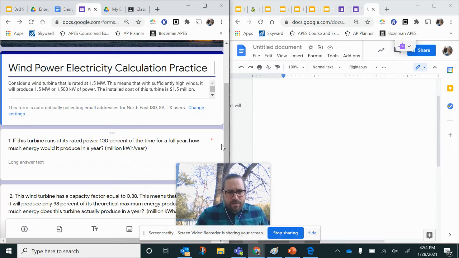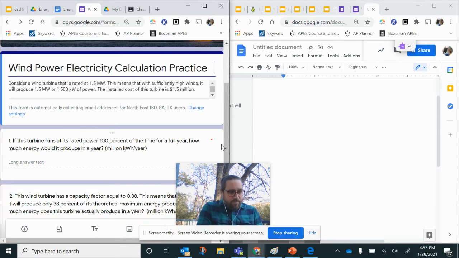So consider a turbine that's rated at 1.5 megawatts. This means that in sufficiently high winds, it would generate 1.5 megawatts, or I like this better, 1,500 kilowatts of power. Power is a rate. That's how fast the electricity flows through. Think about it like a hose: that's how fast the water is shooting out of the hose. The amount of energy, the quantity of energy, the bathtub of energy, that's kilowatt hours.